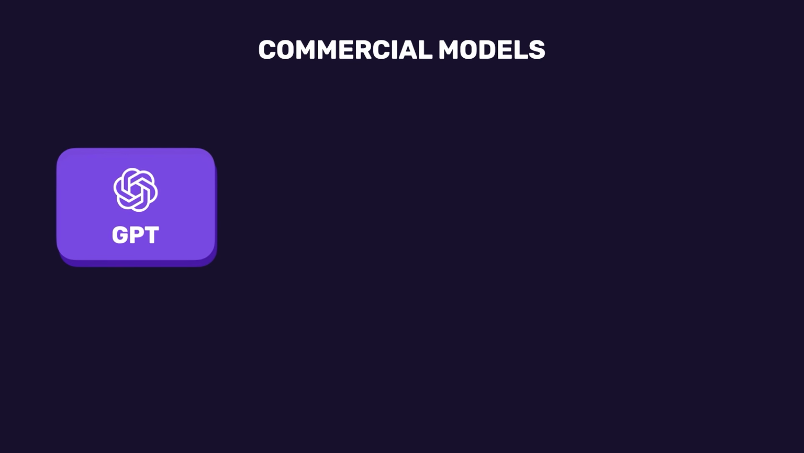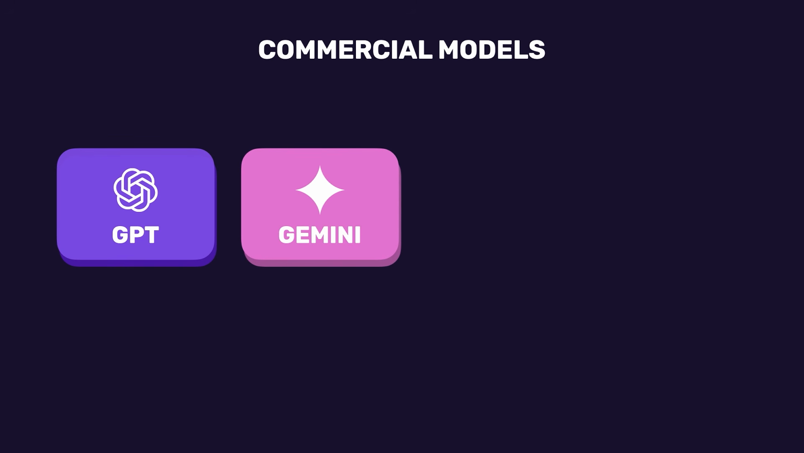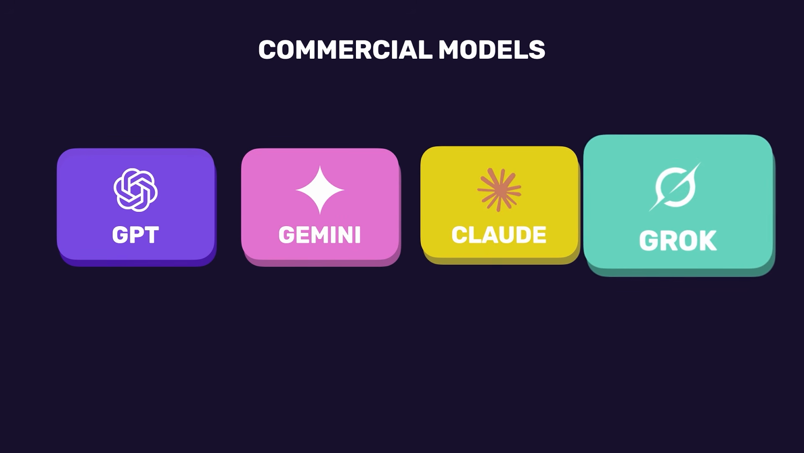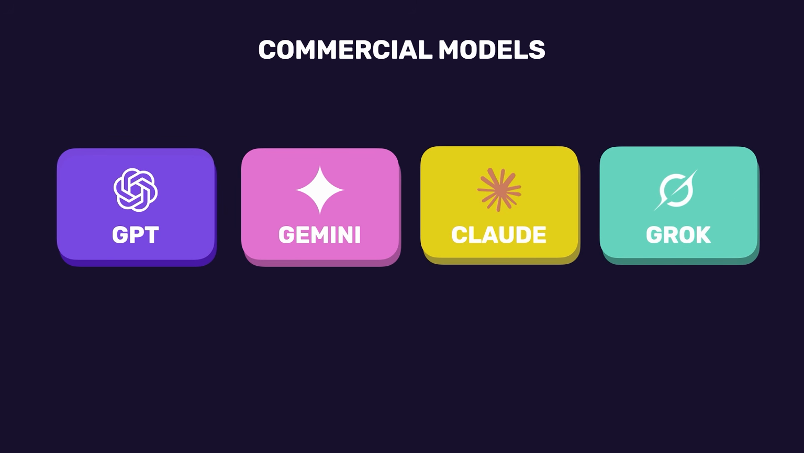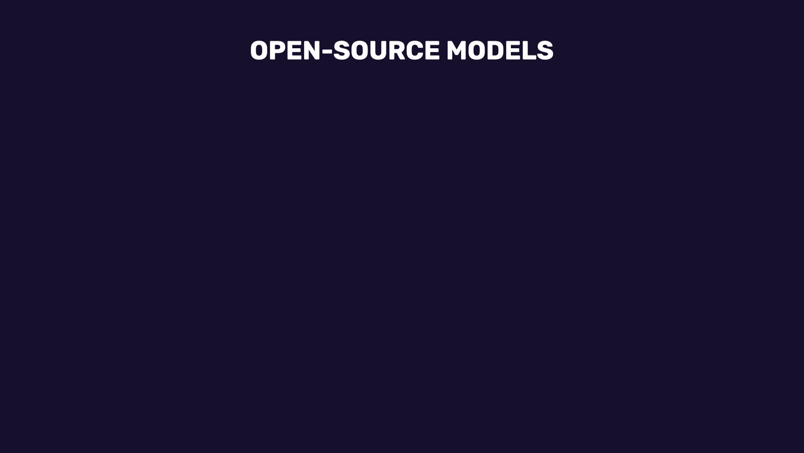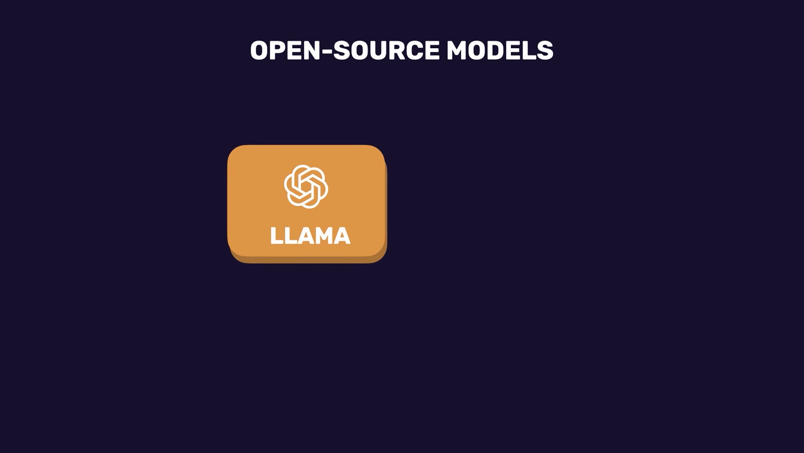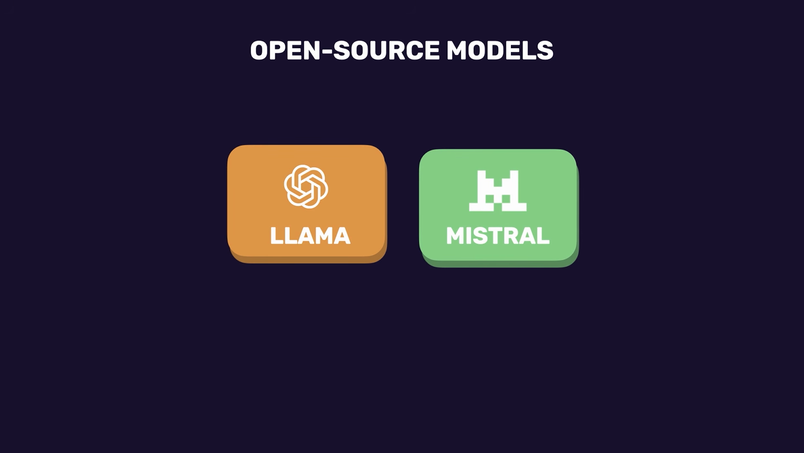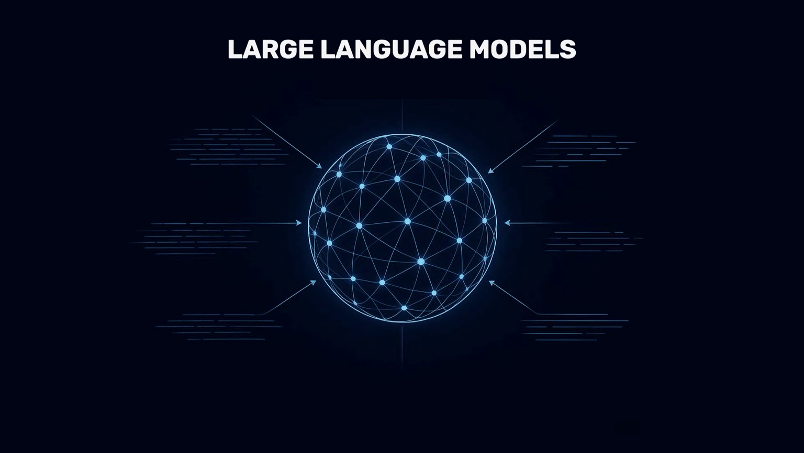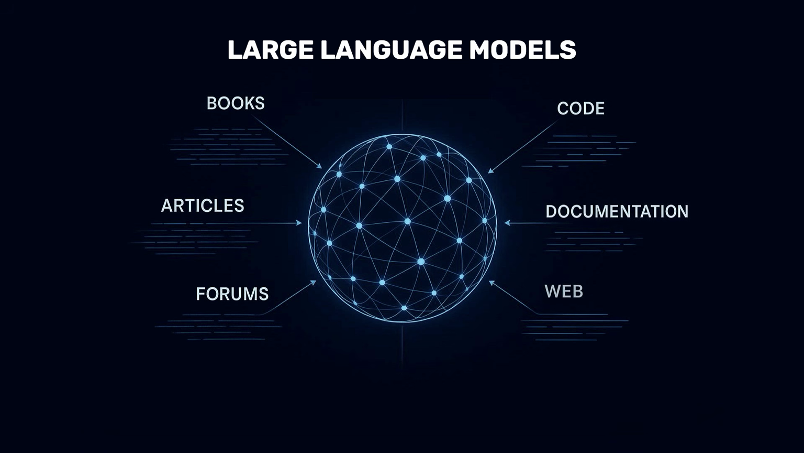There are several language models available today. Some are commercial, like GPT by OpenAI, Gemini by Google, Claude by Anthropic, Grok by xAI, which is Elon Musk's company. We also have open source models like Llama by Meta, Mistral by a European company, also named Mistral, and many, many more. They're called large because they're trained on massive amounts of text, everything from books and articles to forums, code, documentation, and more.